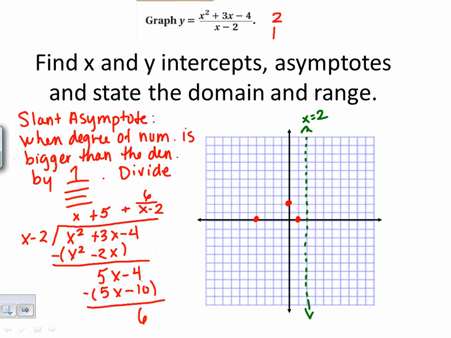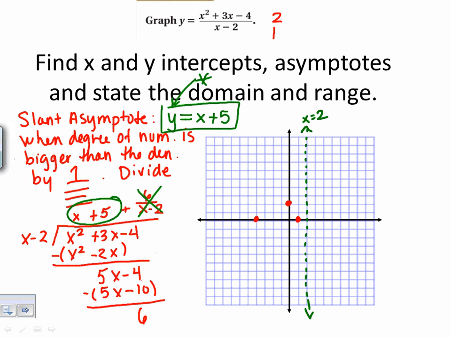So this is the thing. Your slant asymptote is this part right here. You do not ever have to worry about the remainder, whether it's 0 or 5 or whatever. You never have to worry about it. So my slant asymptote in this case is y equals x plus 5. Do not forget the y equals. This is still an equation of a line.